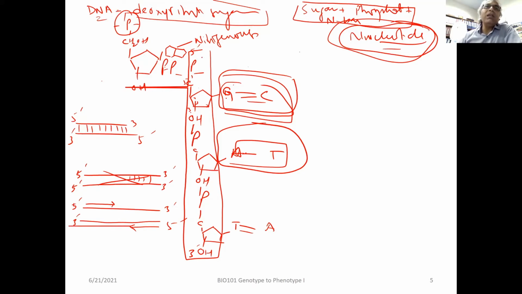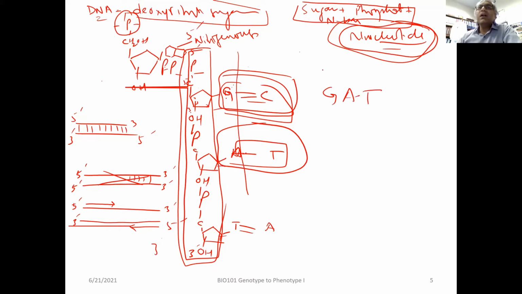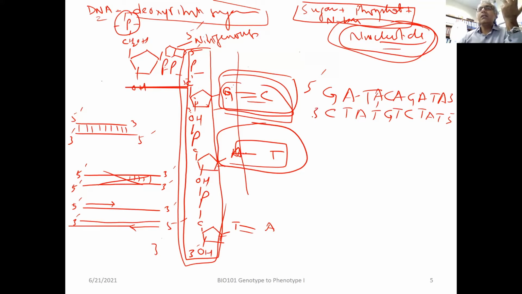When we write DNA, we normally don't write the sugar phosphate backbone. We write the sequence of one of the strands. For example, if this was 5 prime, this is 3 prime, we will write, for example, G A T, G A T. You will make its orientation 5 to 3, A C A G A T A, and it's understood. You should know that this is a DNA sequence, so you will have a complementary strand. You can write its complementary yourself: T A T C T G T A T C 3 prime.